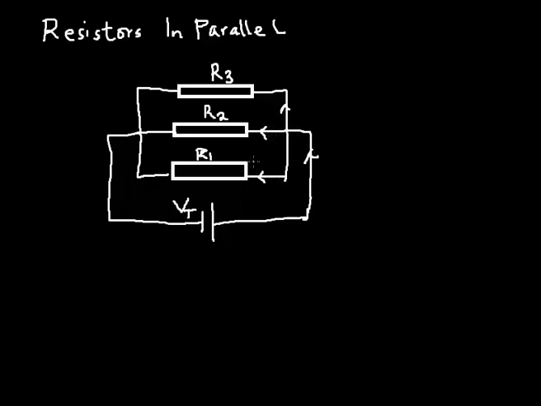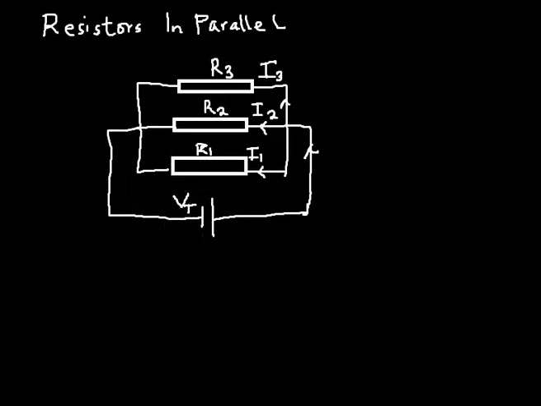The current that will enter R1, let me call it I1. So current I1 enters R1, current I2 enters R2, and current I3 enters R3. So the current will definitely divide. But meanwhile, the voltage is the same. In a parallel connection, all of R1, R2, R3 have the same voltage, and that voltage is equal to the supply voltage. But what varies is the current.